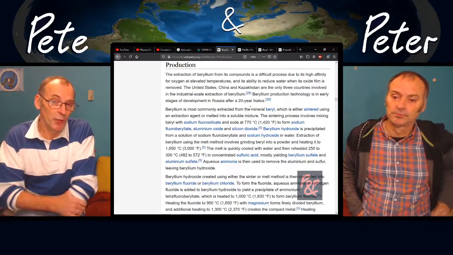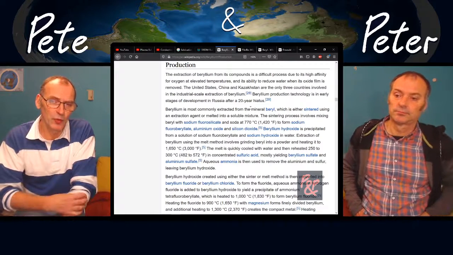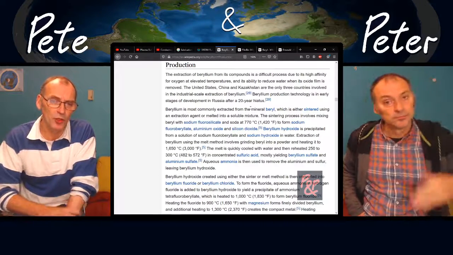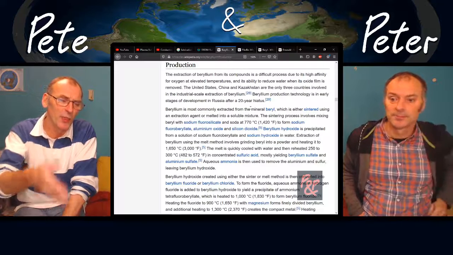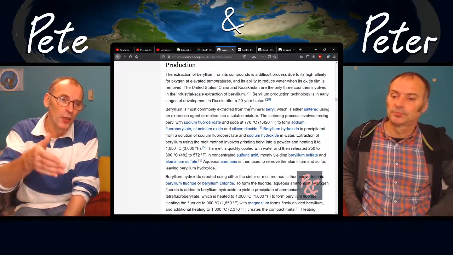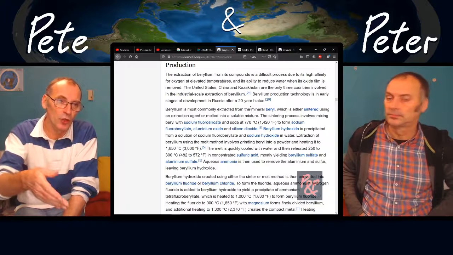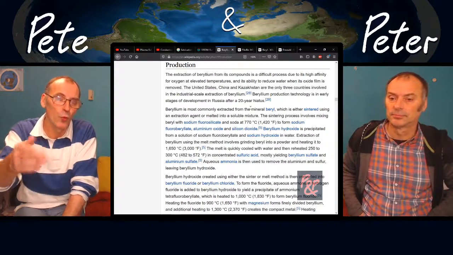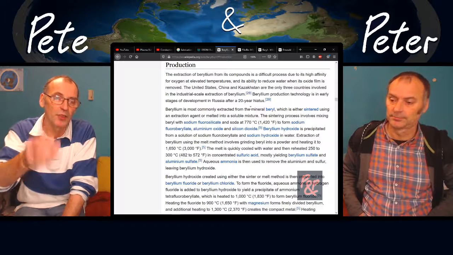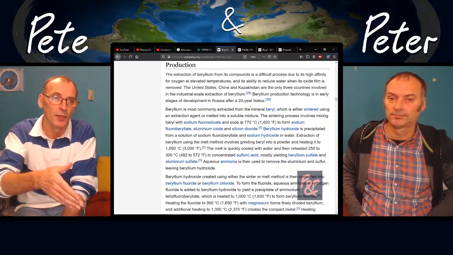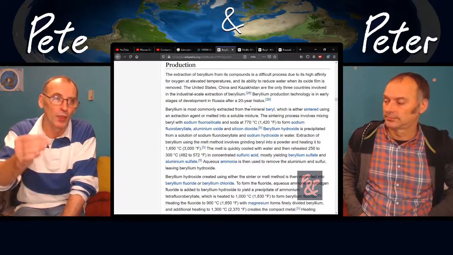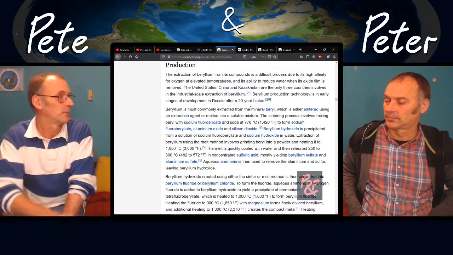The extraction of beryllium from its compounds is a difficult process due to its high affinity for oxygen at elevated temperatures. Now, we should all know that if a substance contains a lot of oxygen, it is resistant to decomposition by water. That, I would imagine, we can safely state as a fact.